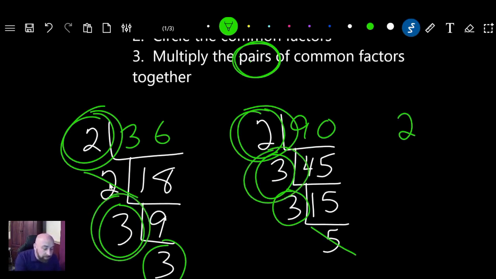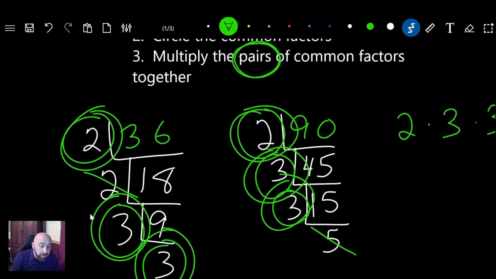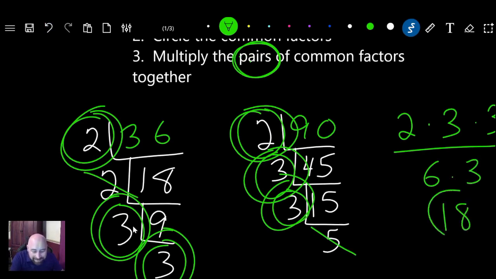Notice I have a pair of 3s. So I would multiply that. But I don't just have one pair of 3s. I have 2 pairs of 3s. So the 3s I would multiply twice because I have 2 pairs of the 3s. Now, here's what we do. Multiply them together. So we're going to multiply this out. 2 times 3 is 6. Oh, 6 times 3, sorry about that. 6 times 3, there we go, is 18.